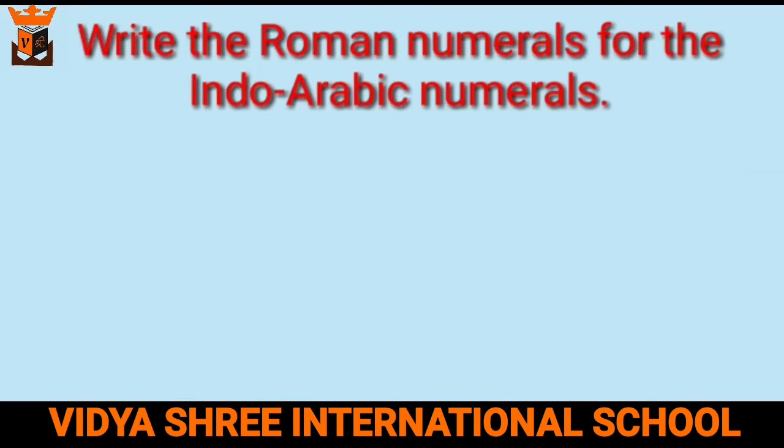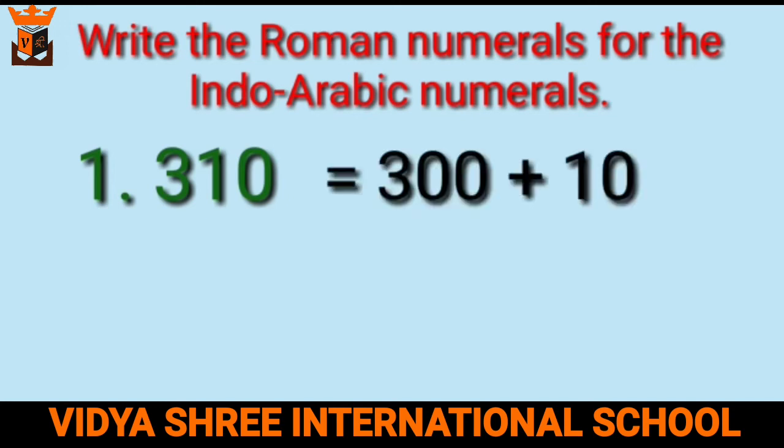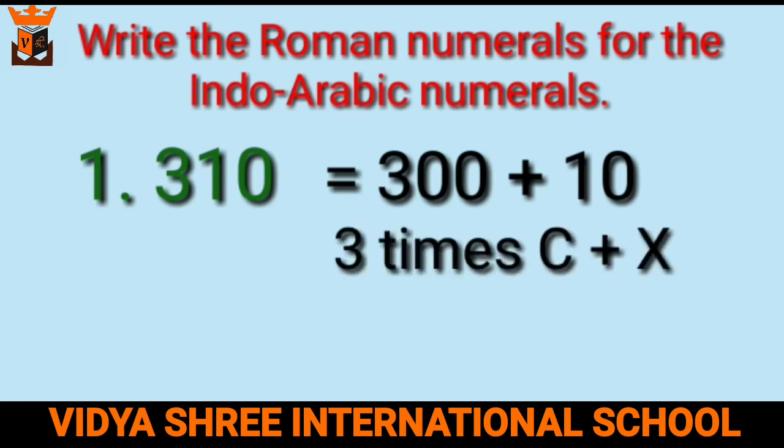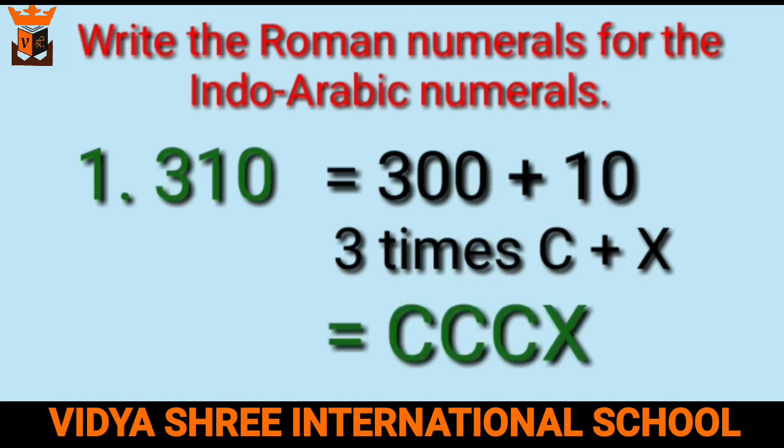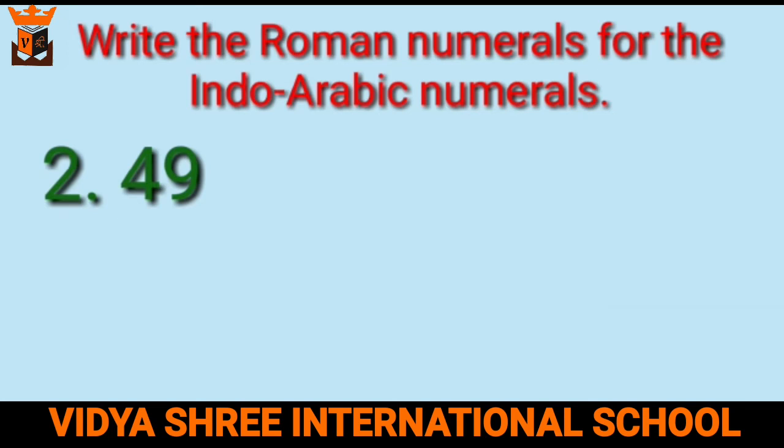Now let us try to write the Roman numerals for the Indo-Arabic numerals. First one is 310. 310 we can write in hundreds and tens. So 310 can be written as 300 plus 10. 300 we can write as 3 times C, and for 10 we can write X. So the Roman numeral for 310 is CCCX.